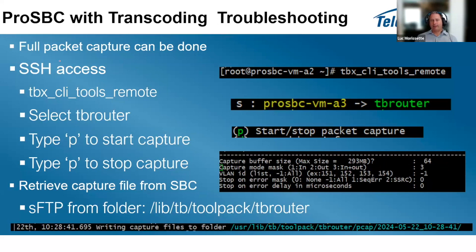To activate this full packet capture, you need to first access with SSH and type this TBX CLI tools remote command. You need to select the active TB router in the system, and then you type P to start the packet capture, and then P to stop the packet capture. Once you have captured your packets, you can then use SFTP to get that file.